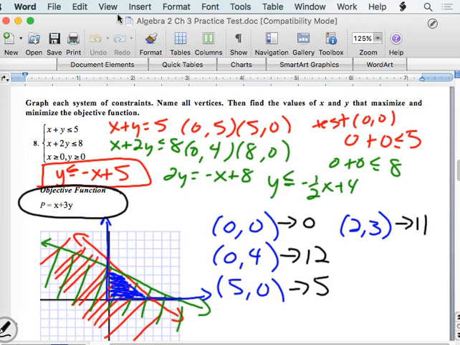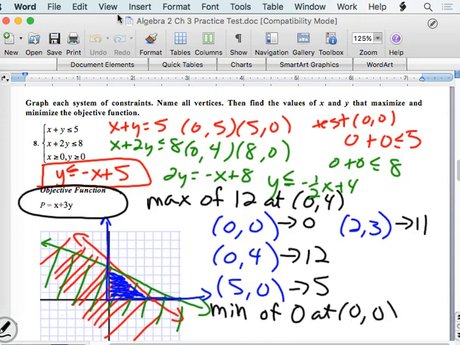11. So now we have to tell them the max of something, and I know you have spaces on your test, but I don't want to scroll up because then you might not be able to see what I'm doing here. Max of, what was our biggest number to come out of there? 12. At the ordered pair 0, 4. That was our biggest, but it said max and min. So I hope you can see this down here. Min of, what's the smallest one? 0. At 0, 0.